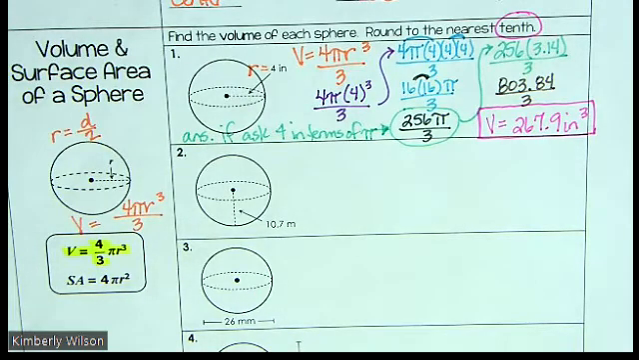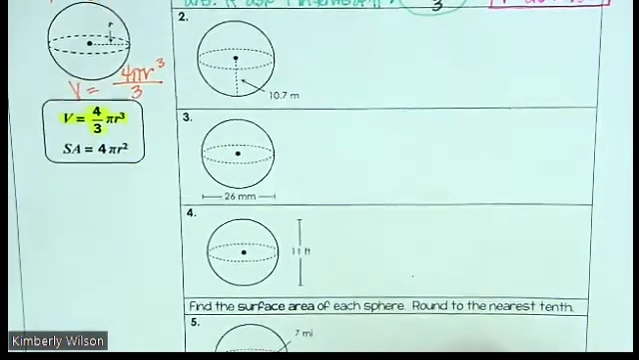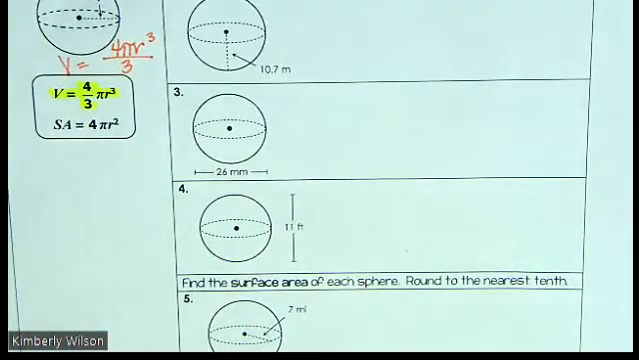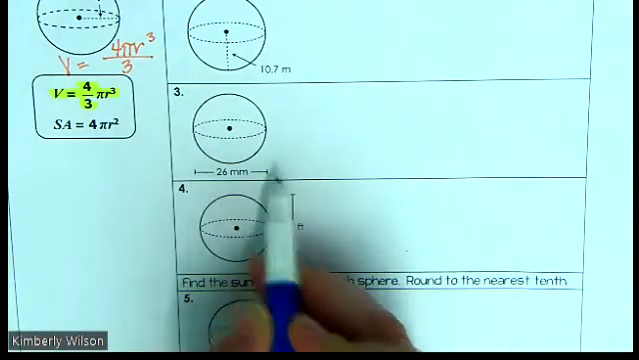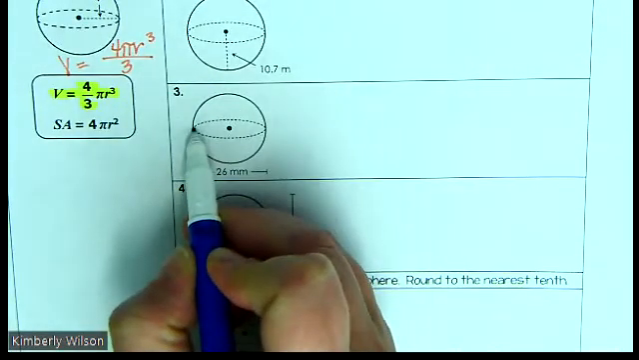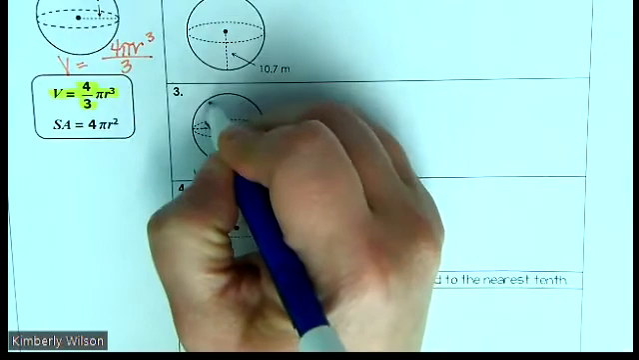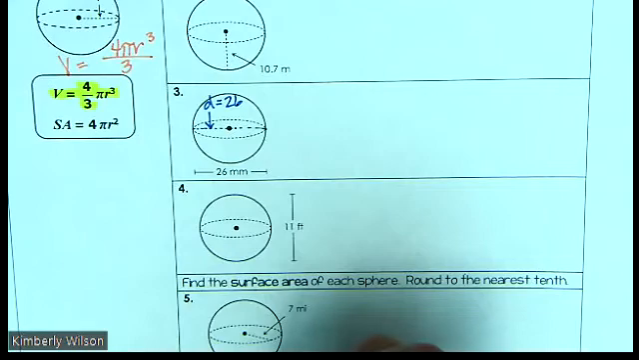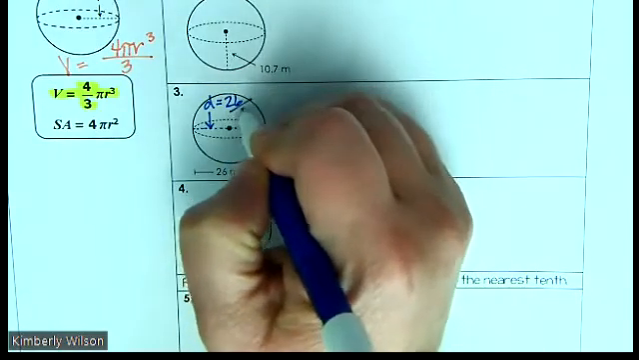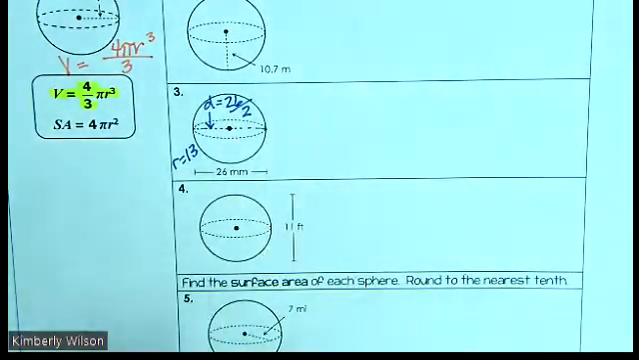Let's work another example. Jumping down to number 3. With number 3, the difference is it's telling me the distance from here to here, which means it's also telling me the distance from here to here. So the diameter is equal to 26, but I don't need the diameter. I need the radius. So I divide by 2, which gives me that my radius is 13. Label the figure first, and then we start calculating.